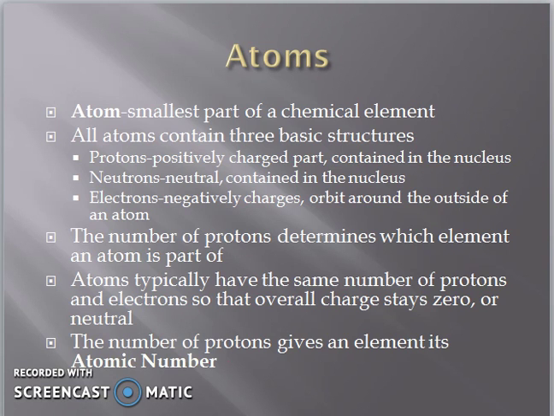They are made up of three basic structures: protons, neutrons, and electrons. Some important things to remember about atomic structure is the number of protons determines which element an atom is part of. They typically have the same number of protons and electrons, so that atoms in general stay neutrally charged, or have a charge of 0. And if you look at the periodic table of elements, which is where all elements are listed, you'll see they have an atomic number. And what that atomic number refers to is the number of protons that are contained within that element.